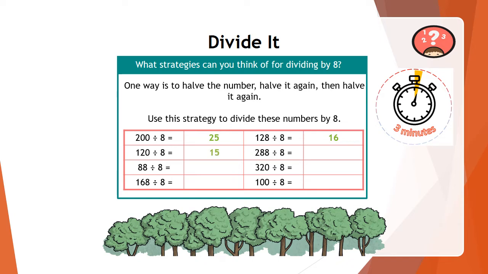120 divided by 8 is 15. 288 divided by 8 is 36. So again, you can break that down really easily. Half the 2 and half the 88, you get 144, and then half that again. 88 divided by 8, 320 divided by 8 is 40, 168 divided by 8 is 21, and 100 divided by 8 is 12.5. So well done if you managed to get those.